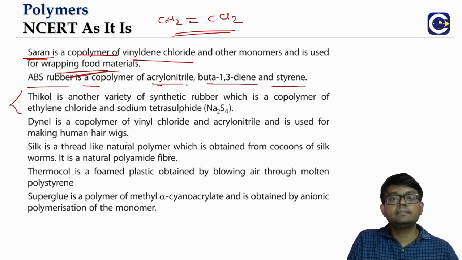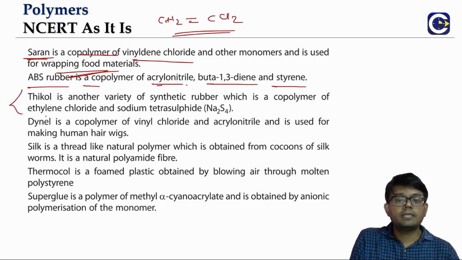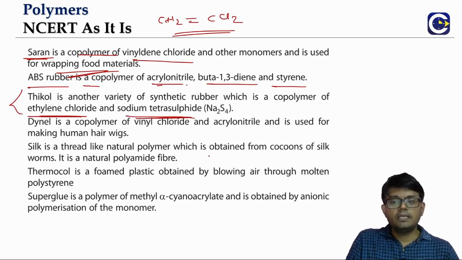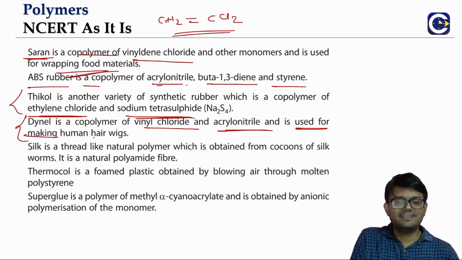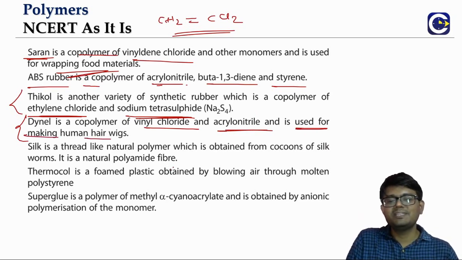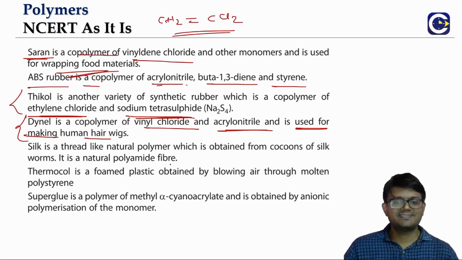Then Thiokol. Thiokol is basically a synthetic rubber. It's a copolymer of ethylene chloride and sodium tetrasulfide, Na2S4. Then we have Dynel. Dynel is a copolymer. We don't need to get too much into the details of all these. I'm not saying we'll definitely get questions from this, but sometimes. Dynel is a copolymer of vinyl chloride and acrylonitrile, and it has a very specific application: it is used in the making of human hair wigs.